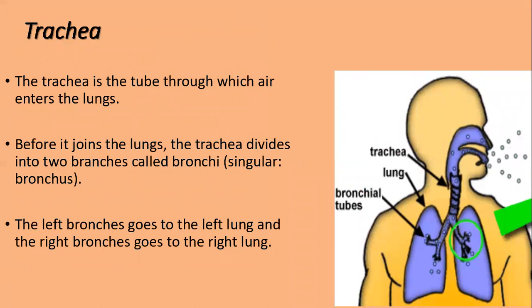Trachea. Trachea is the tube through which air enters the lungs. This is the trachea, in which air enters into the lungs. Before it joins the lungs, the trachea divides into two branches called bronchi, singular bronchus. The left bronchus goes to the left lung, and the right bronchus goes to the right lung.